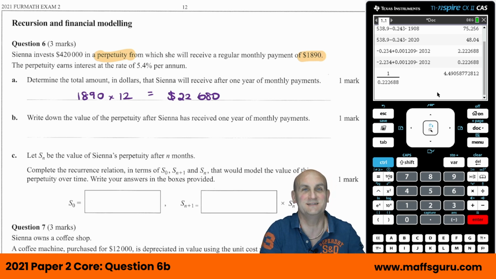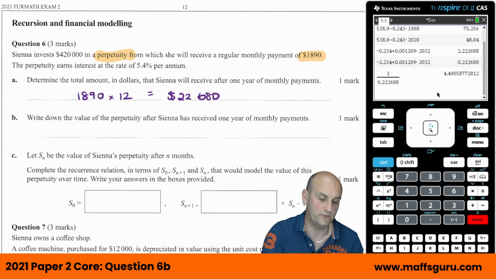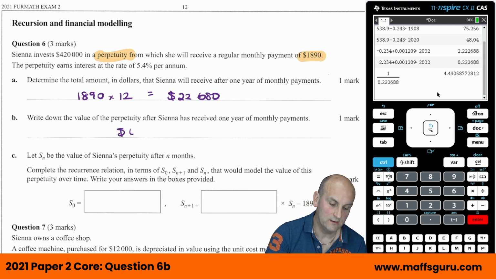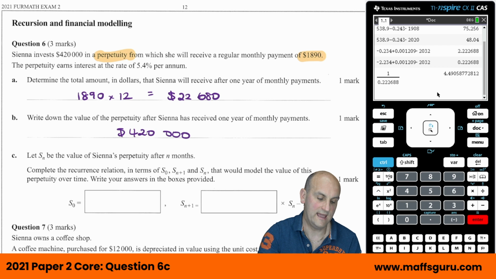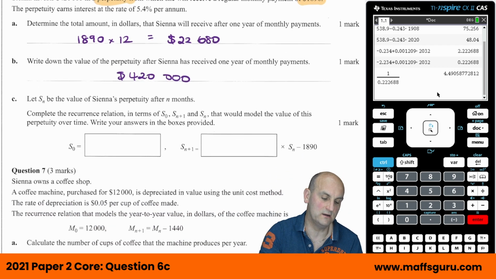Write down the value of the perpetuity after she's received 1 year of monthly payments. Well, the thing, the perpetuity is the value doesn't change. You live off the interest. And so in that situation, you still would have, or Sienna still would have had, $420,000.